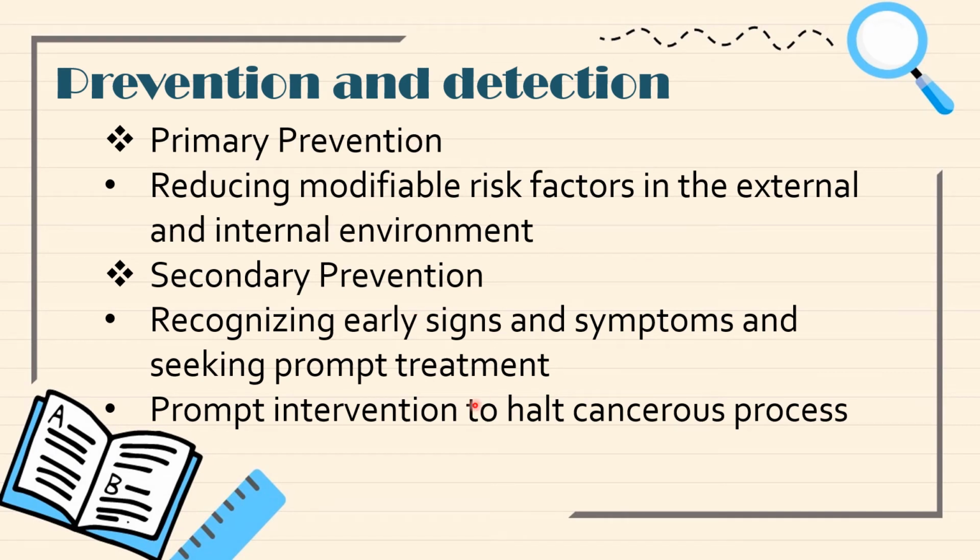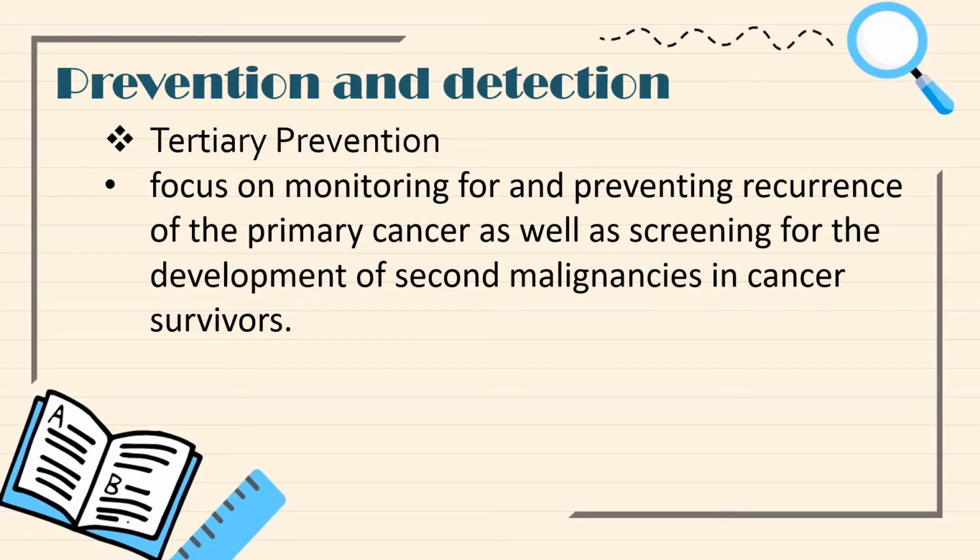Okay, so I just want to emphasize more on the prevention and detection. Again, for primary prevention, this is reducing modifiable risk factors in the external and internal environment. So another explanation for secondary prevention, this is recognizing the early signs and symptoms and seeking prompt treatment or prompt intervention to halt the cancerous process. For tertiary prevention, again, as mentioned, your focus is on monitoring and preventing the recurrence of the primary cancers.